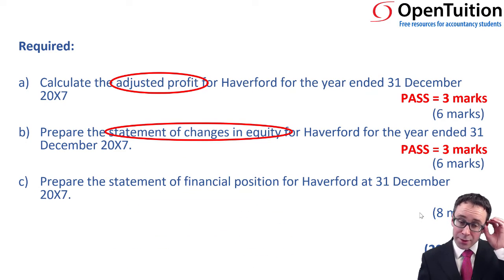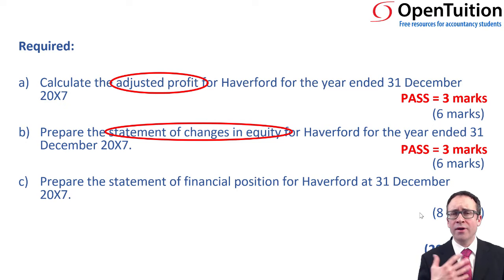Part B wants us to look at the statement of changes in equity. Okay, so looking at how equity shares, share premium, retained earnings, revaluation surplus, or parts of those other components of equity have changed from the start of the year. So here will that be the 1st of January 20x7 to the end of the year 31st of December 20x7. Again, that's 6 marks, 50% to pass, so you just need 3.